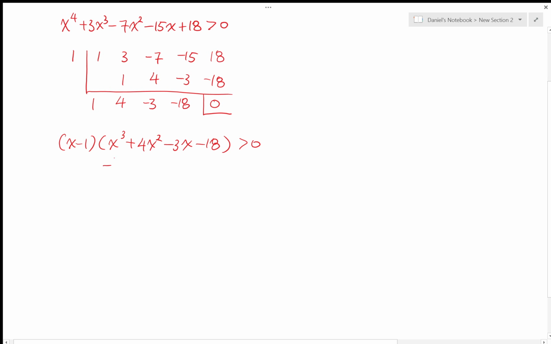If we use negative 1, then it becomes negative 1, 4, 3, and negative 18, same way. Then move on to negative 2, positive 2, because 2 is a factor of 18.